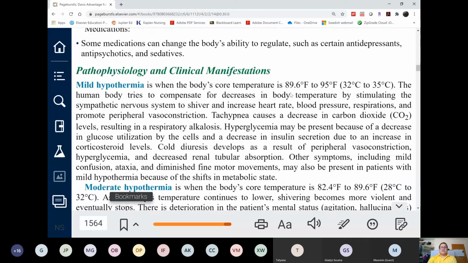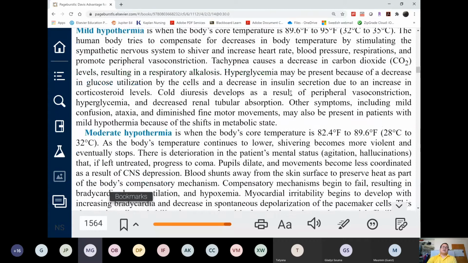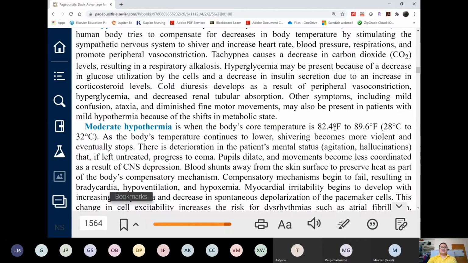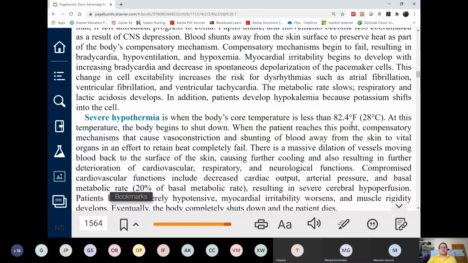So we have different levels here. Hypothermia is considered mild at 89.6 to 95. And we go moderate, 82.4 to 89.6, and then severe, less than 82.4. You're pretty much a popsicle at this point.